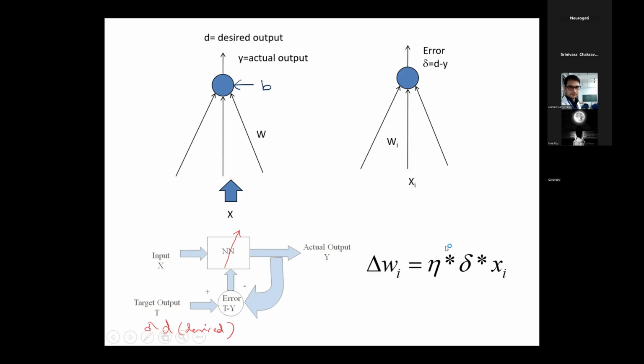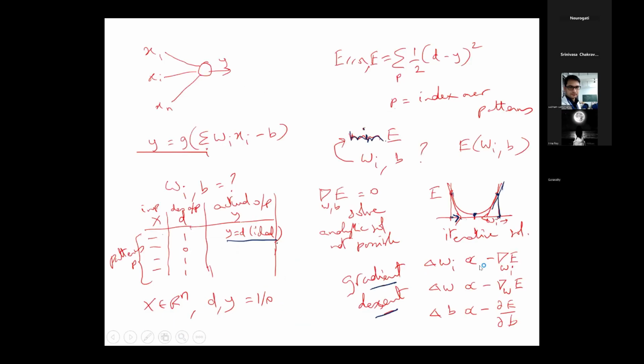And how do you do the training? It is like this, shown on the right side: delta Wi is equal to eta times delta times xi. Here delta is the error, that is T minus Y, or D minus Y if you are using the notation D for desired output. Xi is the input, and eta is called the learning rate. So how do you get this?